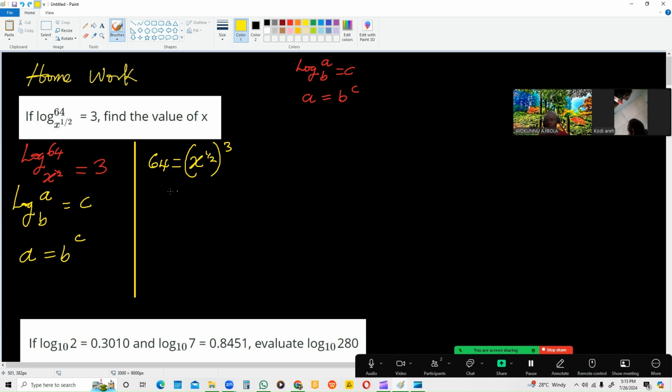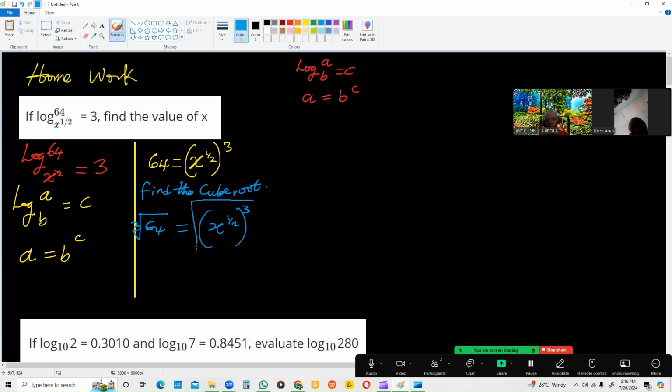This is no longer logarithm. This is just indices, pure indices, because it was from logarithm that has been converted to indices. Now, this is what we're going to do to remove the cube that is here. We can cube root both sides. So that means cube root of 64 should be equal to cube root of the other term too.